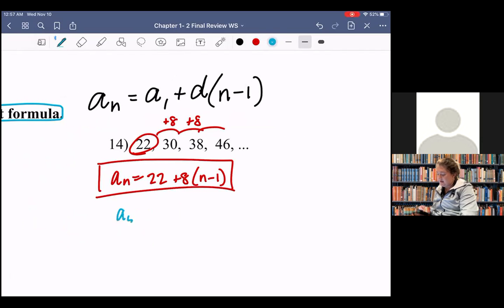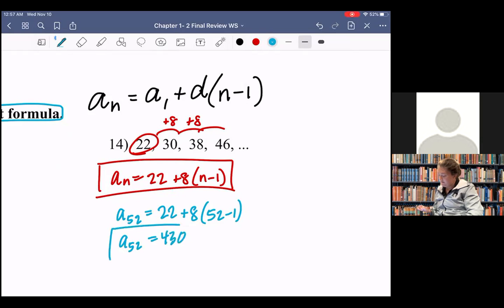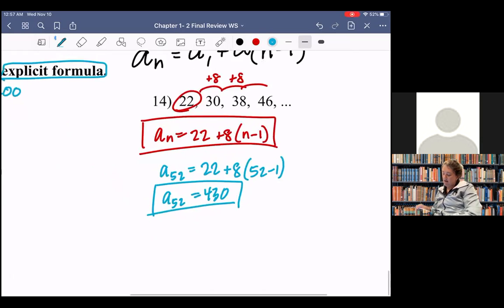So I'm going to say a of 52 equals 22 plus 8 times 52 minus 1. I'm going to do that on my calculator. 22 plus 8 times 51 is 430. a 52 equals 430. Be my final answer. Okay, I think that's everything.